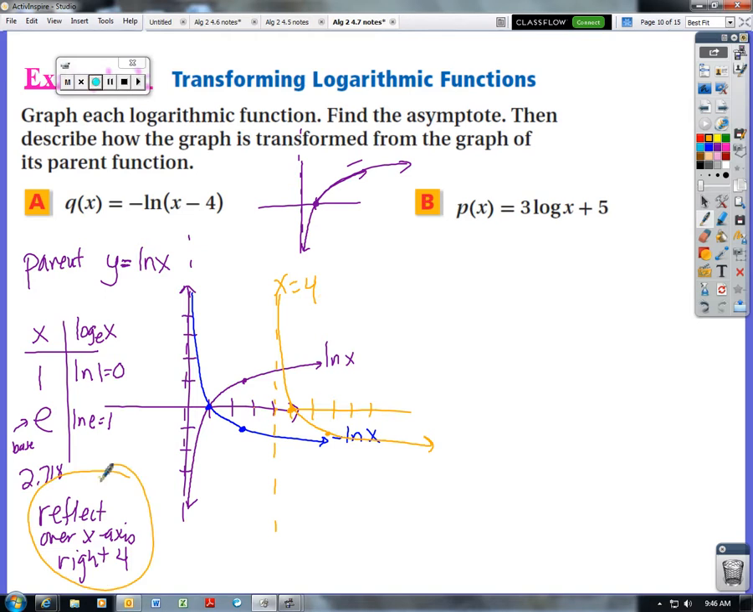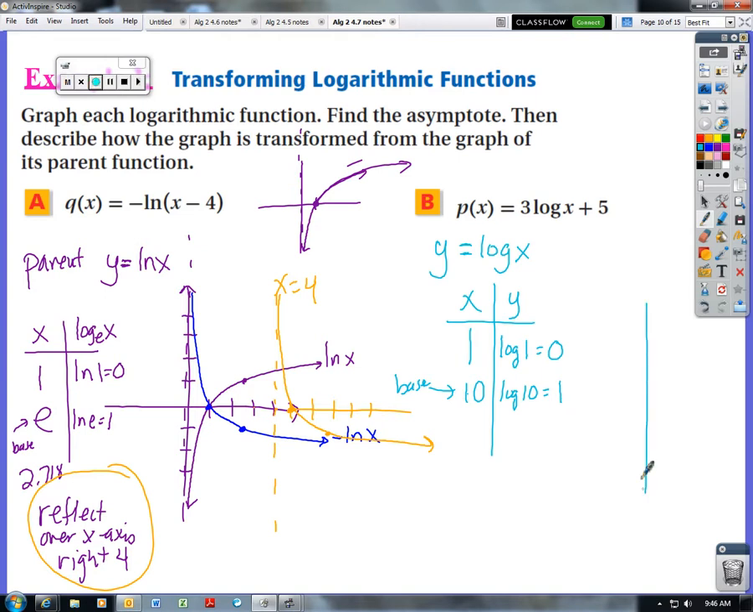Okay, next, let's do it again. This time we have log of x. So you first identify the parent. The parent is y equals log of x. You just want the bare bones equation there. So what's the base of this logarithm? It's 10. So if I want to graph this, I'm going to use 1 and the base. Log of 1 is 0. Log of 10 is 1. See how I can do that pretty quickly in my head if I use those two simple ones.